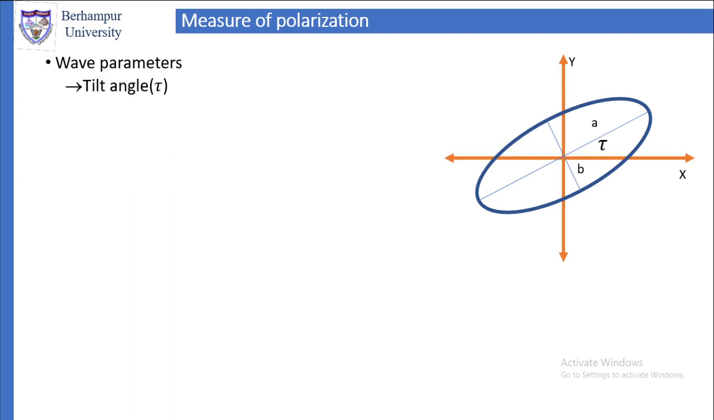The general equation for the polarization vector is that of an ellipse. The ellipse has a major axis, a minor axis, and a tilt angle. Tilt angle is the angle of the major axis with respect to the x-axis. So the wave parameters include the tilt angle. What is the range of the tilt angle? It will be between 0 and pi. Tilt angle tau should be between 0 and pi. Minimum will be 0, maximum will be pi.